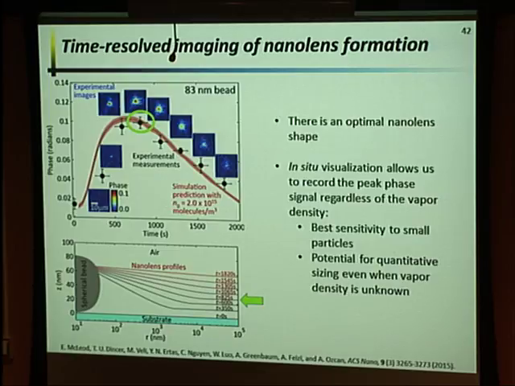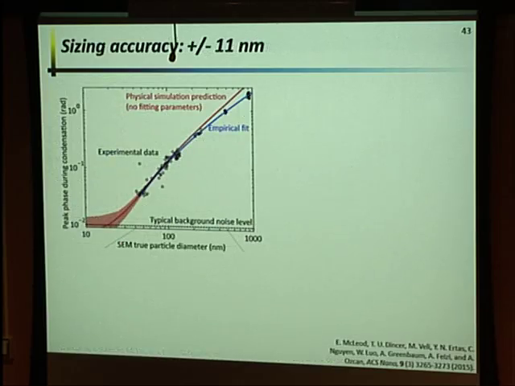So if we had a higher vapor density, these dynamics would just happen faster. We'd squish this curve to the left, but this peak value wouldn't change. So this peak value doesn't depend on the vapor density. It's only the time at which this peak value occurs. And so this is going to give us the best sensitivity to small particles, and it's also going to give us a potential for quantitative sizing even when the vapor density is unknown.